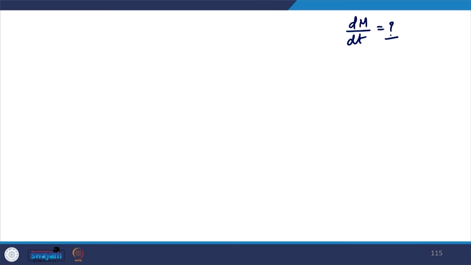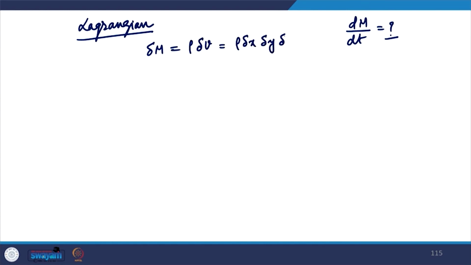So, if it remains a constant, you will say that the mass is conserved, right. So, the Lagrangian form of the continuity equation. Here the control volume is a fixed mass of air with a mass delta m. So, delta m can be written as rho delta v or rho delta x delta y delta z. So, the Lagrangian control volume is a tagged group of particles which moves with the fluid.